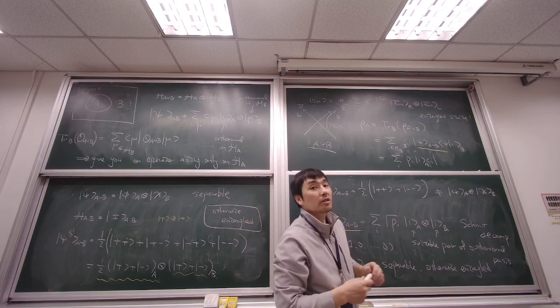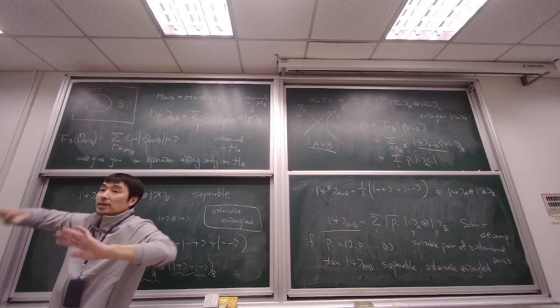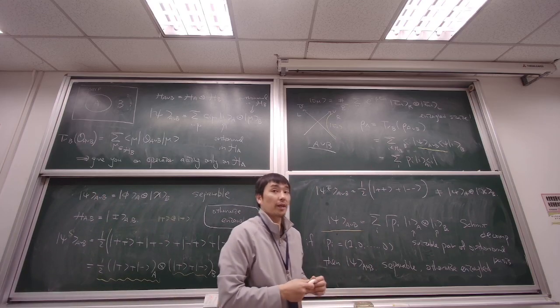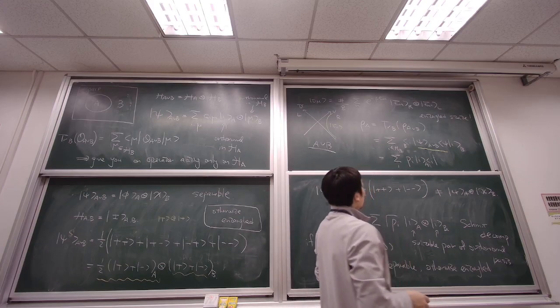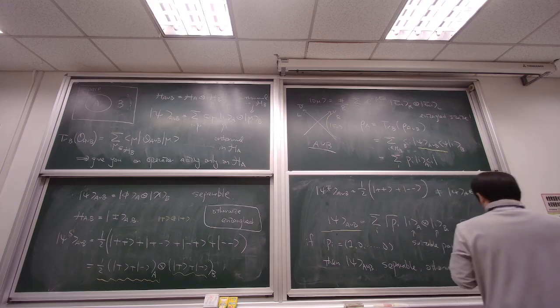Okay, so that's how you define it: if you trace over the other subsystem B, you get the density matrix in the other subsystem A. So that's how you define the density matrix rho A.